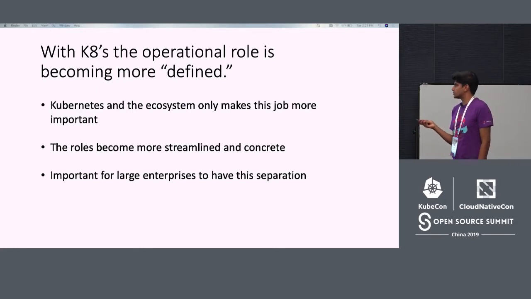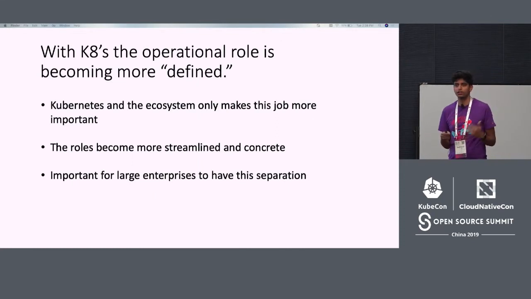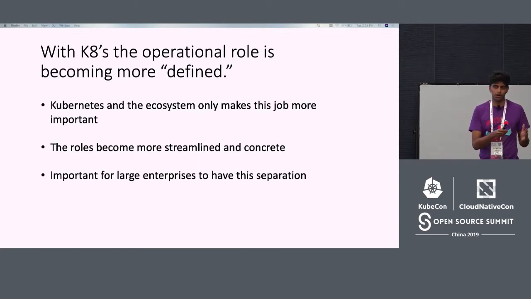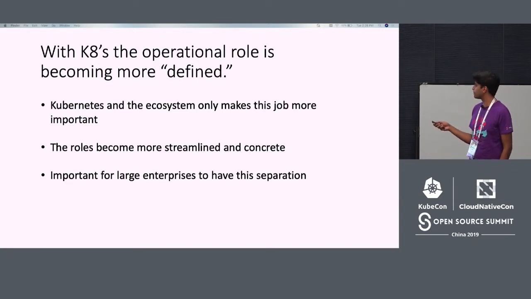And from the customers that we've spoken to, having this clear separation allows people to, A, hire for talent, which means that you can hire infrastructure operations people who are good at what they do. You can hire Kubernetes admins who are good at administrating Kubernetes clusters and managing applications on top of it. And having this clear separation will just allow you to move faster.